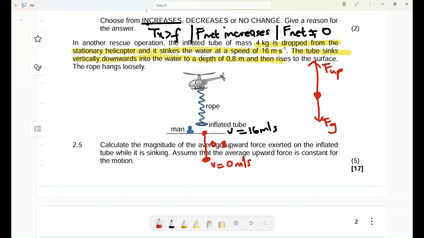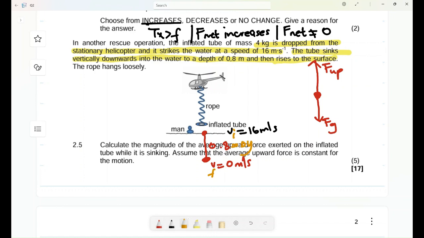Okay, so I want you to realize something. They say it sinks into water to a depth of 0.8 meters and then rises to the surface. So it will come from this point where v is 16 meters per second, go down, and at some point the velocity becomes zero, where it stops going down and goes up. Take note of that. This is our v initial, v final, and this is our distance, change in y.